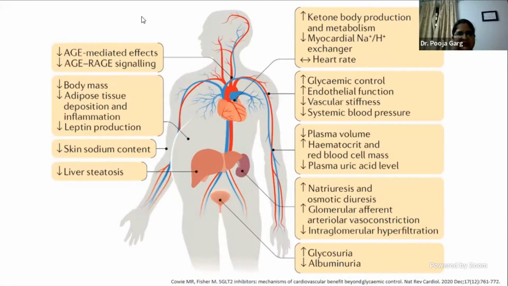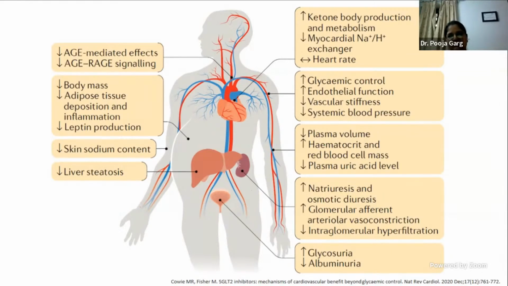So now looking at what's happening in the body, there occurs increased ketone production. There is a decreased myocardial sodium hydrogen exchanger. There occurs almost no change in heart rate. There's increased glycemic control. There's an increased endothelial function with these SGLT2 inhibitors. There occurs decreased vascular stiffness and thereby decreased systemic blood pressure.